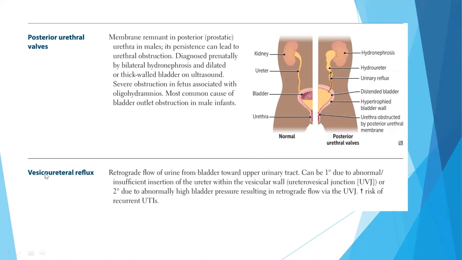So talking about vesicoureteral reflux, which is the retrograde flow of urine from the bladder towards the upper urinary tract, it can be primary, due to abnormal or insufficient insertion of the ureter within the bladder wall at the ureterovesical junction, or secondary, due to abnormally high bladder pressure resulting in retrograde flow through the UVJ. There is increased risk of recurrent UTIs. So if they want to test you on vesicoureteral reflux, they will test you on the increased risk of recurrent UTIs in the patient.